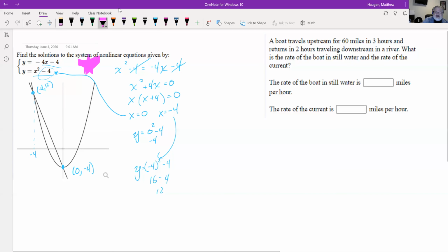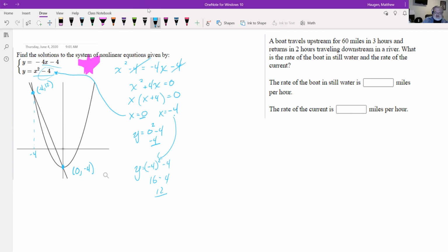So hopefully that went okay. Do you guys have any questions on that, though? One of the big things to be careful of is to make sure we keep track of which x goes with which y. So this x generated that y value, this x generated that y value. So those are the ordered pairs, or our solutions.